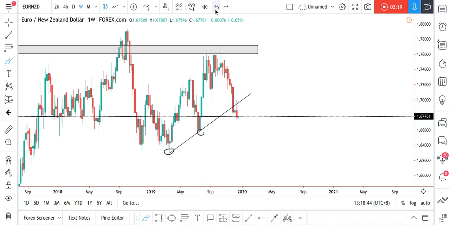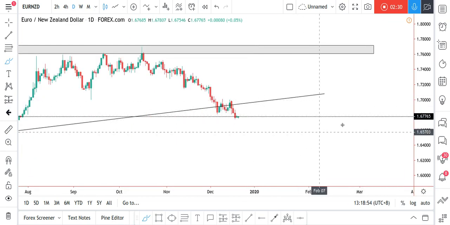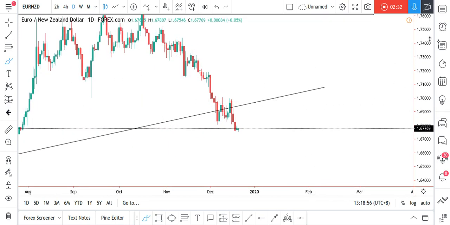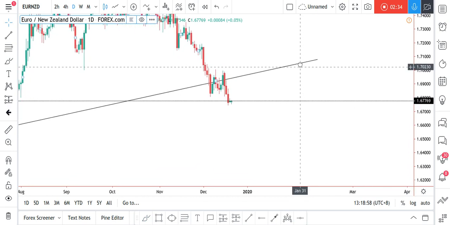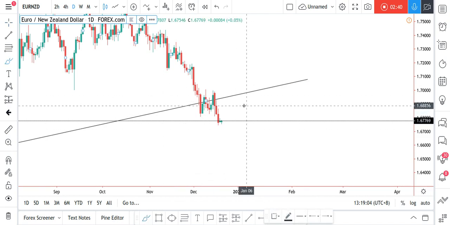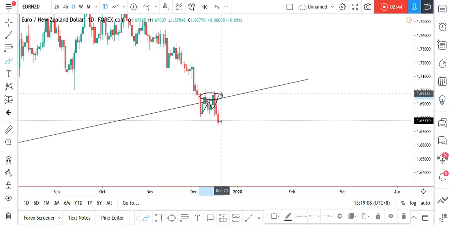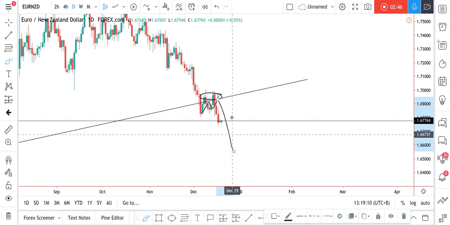Now when we look at a pair like this, we need to make sure that we are confident with our monthly time frame, our weekly time frame, and our daily time frame. All these time frames need to line up. If it's bearish on the monthly, it needs to be bearish on the weekly. If it's bearish on the weekly, it needs to be bearish on the daily. So basically what we had here is a nice M formation, which is the retest double top of this analysis.